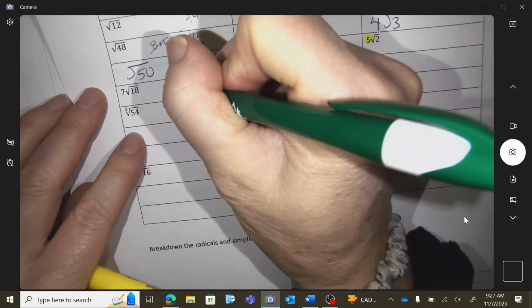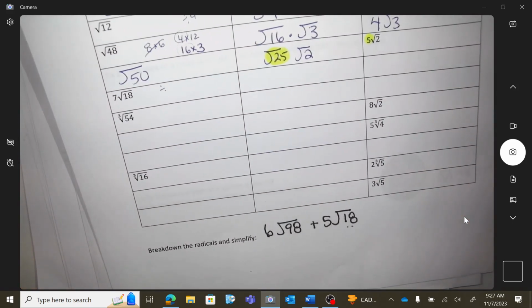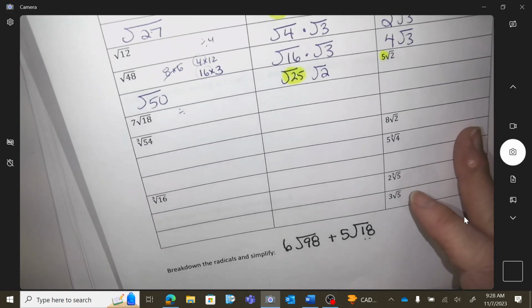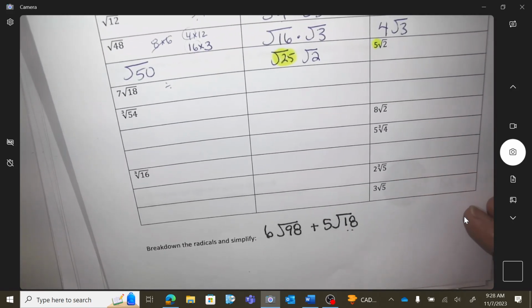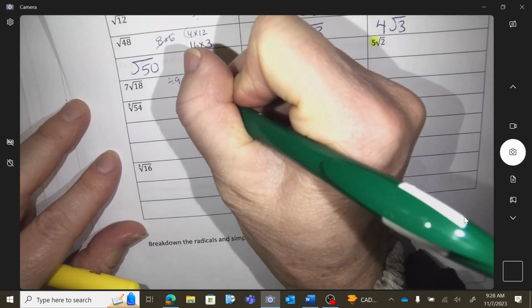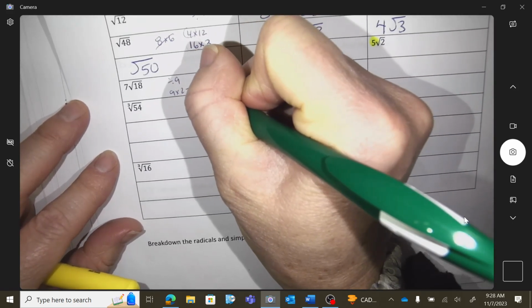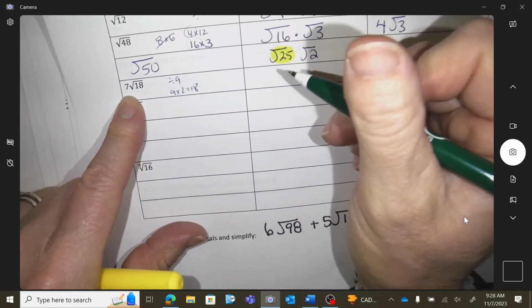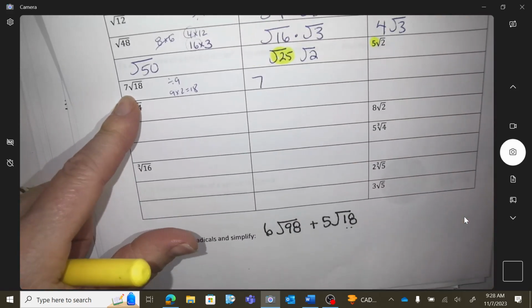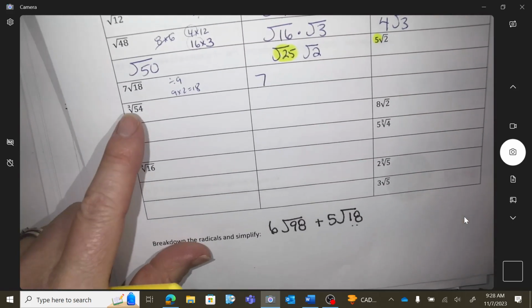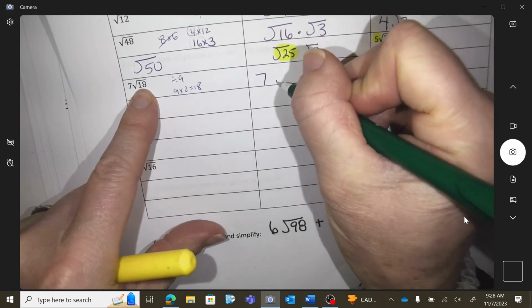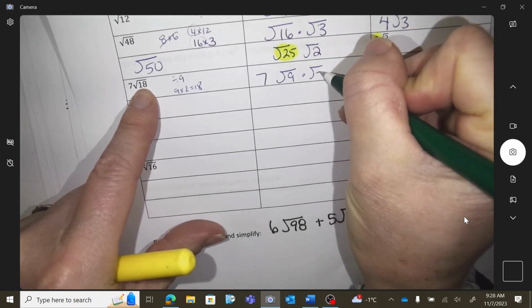Okay, 18 is divisible by what kind of perfect square number? 4, 9, 16, 25. 9. 9 times 2 is 18. Okay, so now this is different because there's just a 7 there. I just have to bring it with me. Then the square root of 18 is 9 times 2.